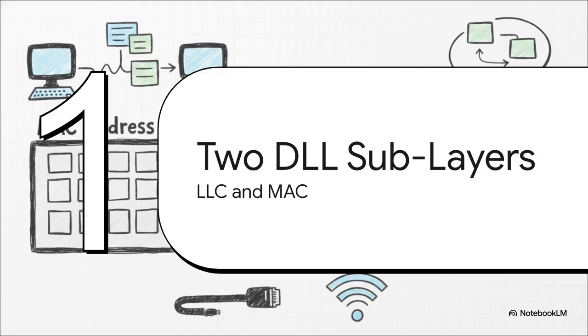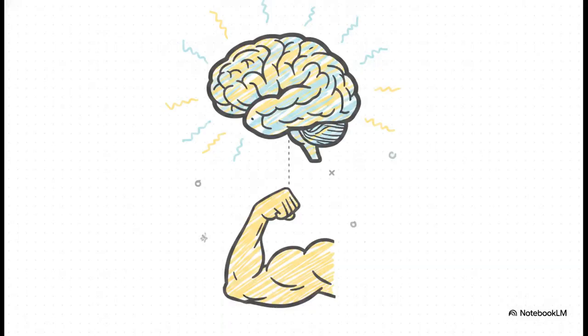Moving right along to Section 2, the 2 DLL sublayers. You can really think of these 2 sublayers working together like a highly coordinated team. The Logical Link Control, or LLC, is essentially the brain of the operation. It deals with the high-level stuff: multiplexing, managing the flow of data among applications, and spitting out error messages and acknowledgments. Beneath that, you've got the Media Access Control, or MAC sublayer. This is the muscle. It handles the gritty, physical hardware interaction, controls actual access to the media, and takes care of addressing the frames themselves.